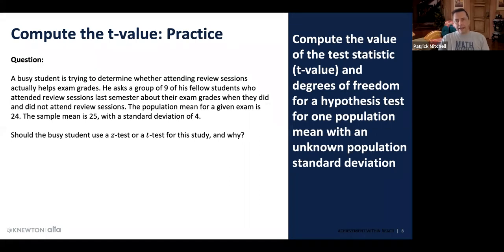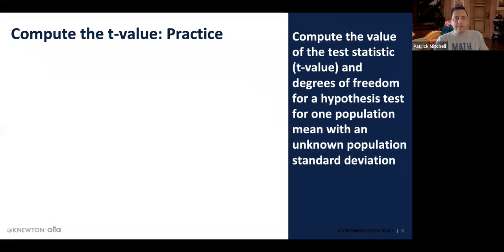So when you're trying to answer this question, the only thing you need to look at is: is the population standard deviation known or not? So I see one mention of standard deviation. This is the standard deviation of the sample. The sample mean is 25 with a standard deviation of 4. So that is definitely a sample standard deviation. We don't know the population standard deviation, so this student should use a t-test.